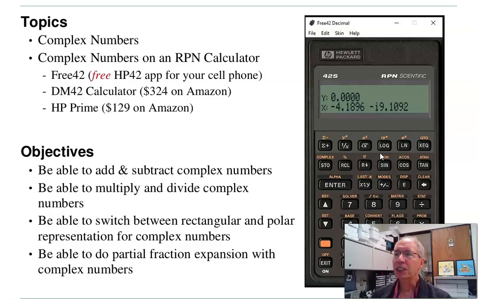If you want an RPN calculator, they're available on Amazon. The DM42 calculator is $300, kind of expensive. The HP Prime is $129. For about $20, fairly shortly, we'll have an HP calculator that you can build. Just buy a kit, solder it together, and you'll have your own do-it-yourself calculator. They're not that hard to program.